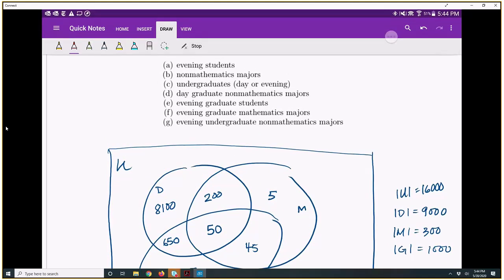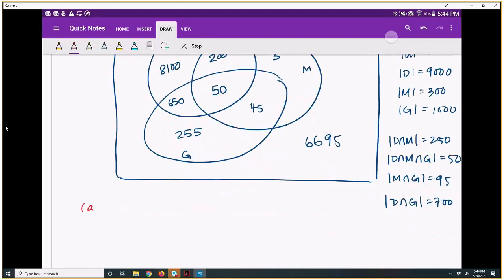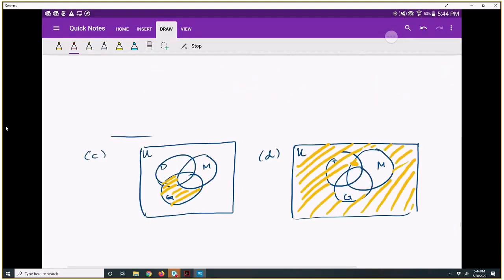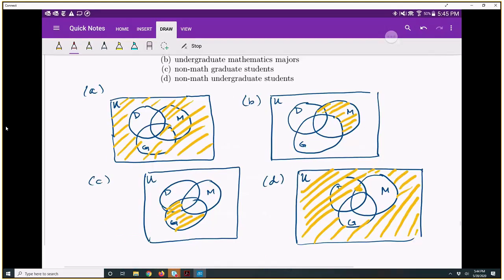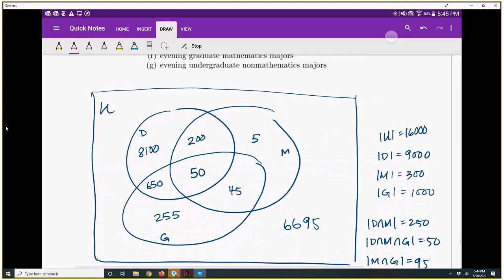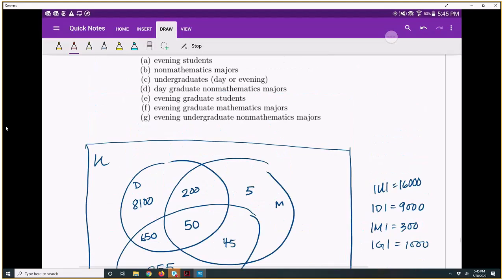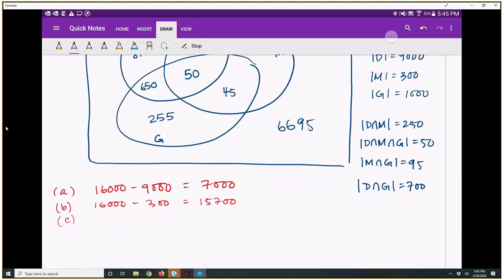Evening students, that's the first question. Well, evening students should be total students at the university minus daytime students. And we already know from our Venn diagram above which portion evening students is. It's this one here in part A. What about non-mathematics majors? Well, non-mathematics majors should be all students at the university minus the number of math majors. $15,700. And undergraduates, doesn't matter if they're day or evening, so that's all students at the university minus graduate students. 15,000.